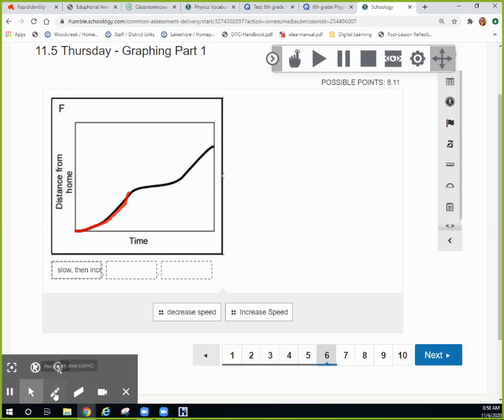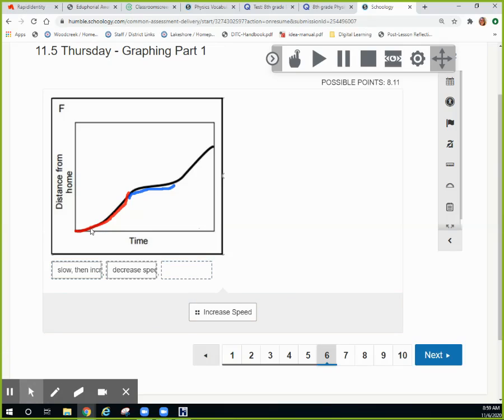But then what happens right here? He starts covering a whole lot less distance over time. So if you're not covering very much distance over time, are you going fast or slow? Good. He decreased his speed. So he's gradually picking up speed, and then he got really slow, and then whoosh, he got really fast.